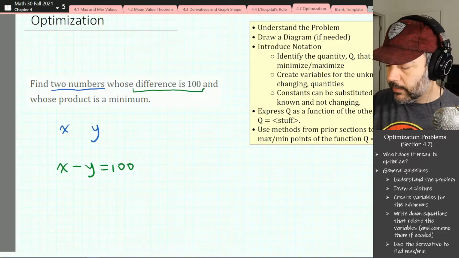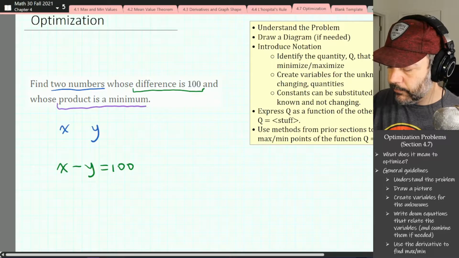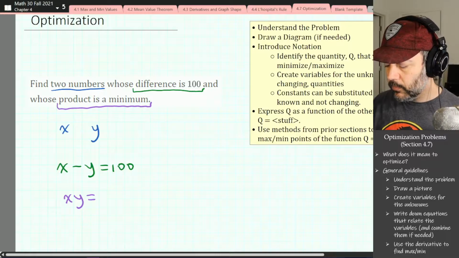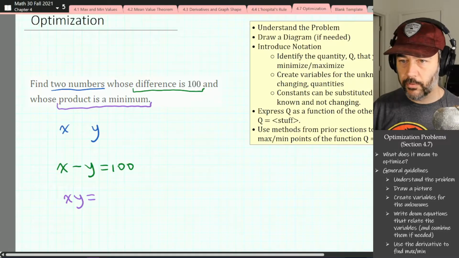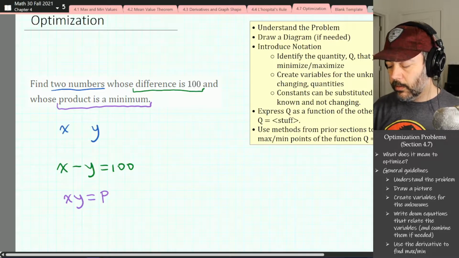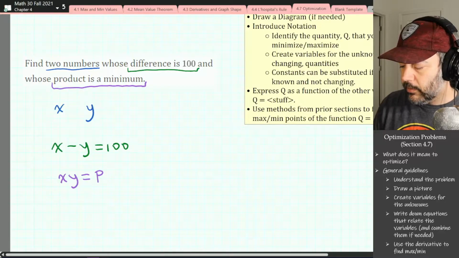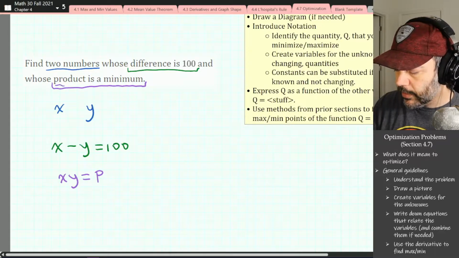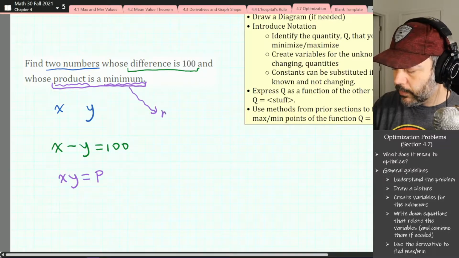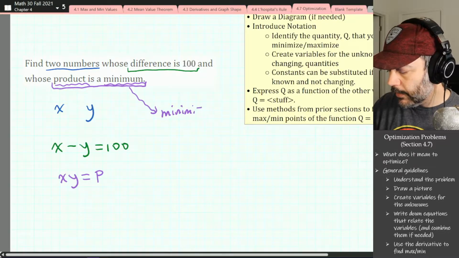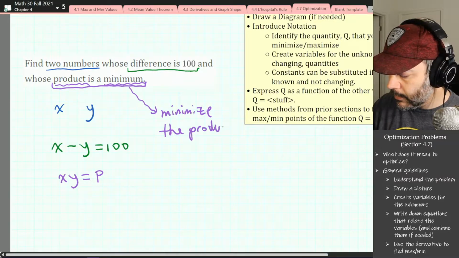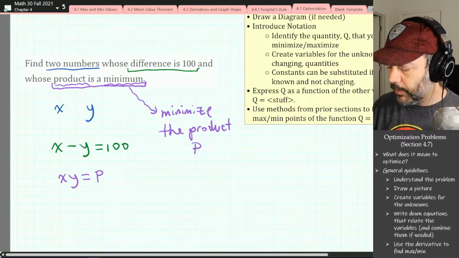And their product is a minimum. So that means xy equals what? Well, we don't know what xy equals. Let's call that P for product. Notice the language here. Product is minimum. So that means we want to minimize the product, and we're going to label that P.